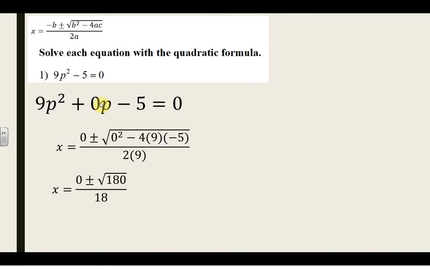Boom. So then you simplify. I like to simplify my radical, and then do the three parts: simplify the outside, simplify the inside, simplify the bottom.